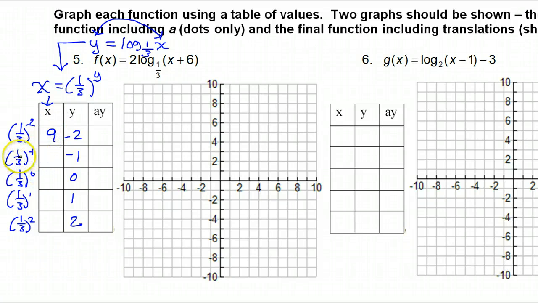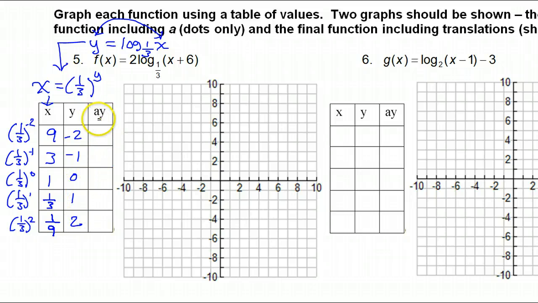Again, negative makes this reciprocal, so it'll be 3. Anything to the 0 power is 1. To the 1 power, I will just have 1/3. If I square it, it'll be 1/9. So these are the x values and these are the y values.